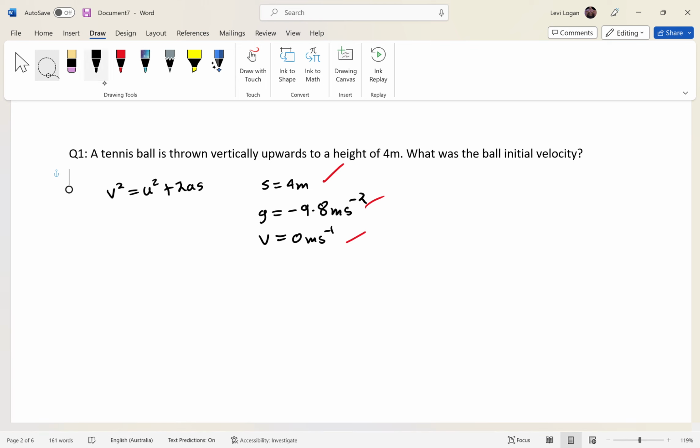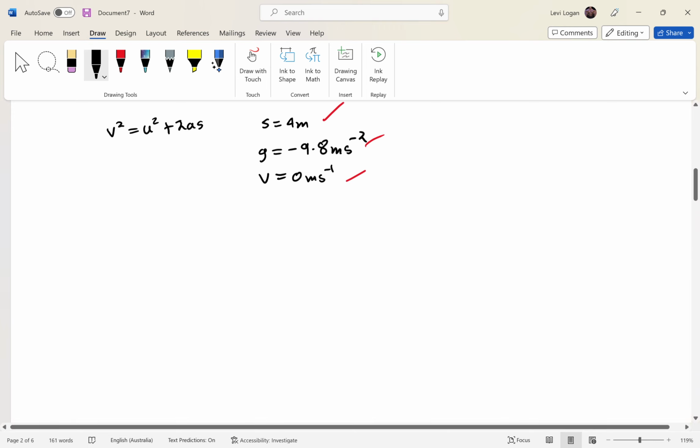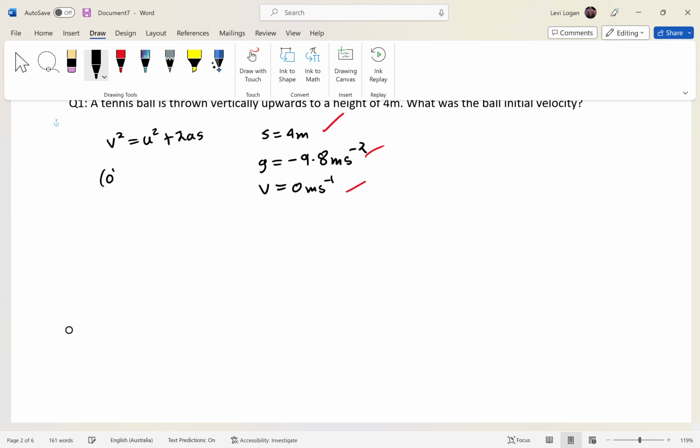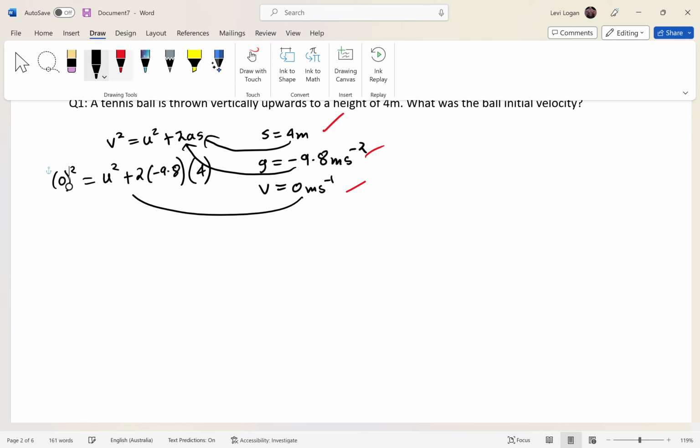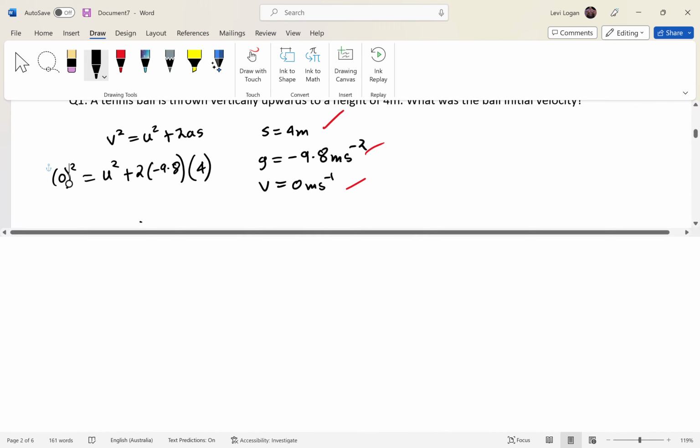All we're going to do is substitute into our formula. Our final velocity is 0. We want to find what u is, so we'll leave that there. Plus 2 of negative 9.8. Oh, I've run out of room. Just going to move this across a bit. Negative 9.8 times 4. So see what I've done here: I've put that into there, that into there, and that into there. Alright, so the left hand side is still 0. So why isn't my thingy drawing?